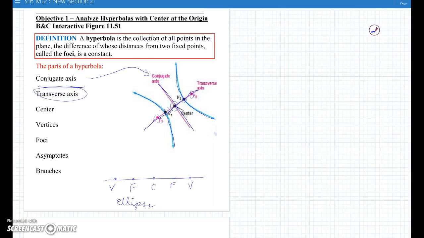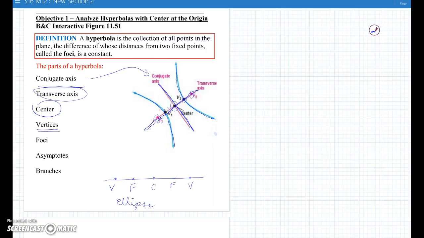So we don't usually worry too much about that axis. The center is, again, the central point. Notice all the symmetry that's going on with the hyperbola. You can fold it across the conjugate axis and it matches up. You can fold it across the transverse axis and it matches up. So it has twofold symmetry, we call that, about the center.